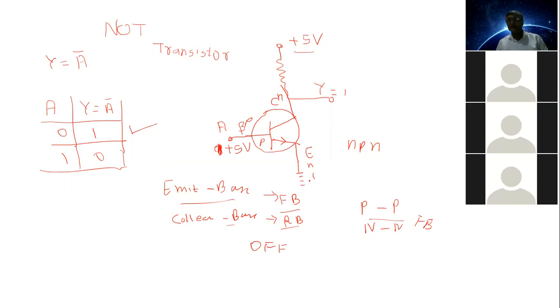Emitter is already at a low voltage. Emitter is of N type and it is at low voltage. Therefore this emitter base junction is forward biased here. The transistor becomes on, and that's why this plus 5 volt now goes through this transistor to the ground. See here. Can you see this marker?